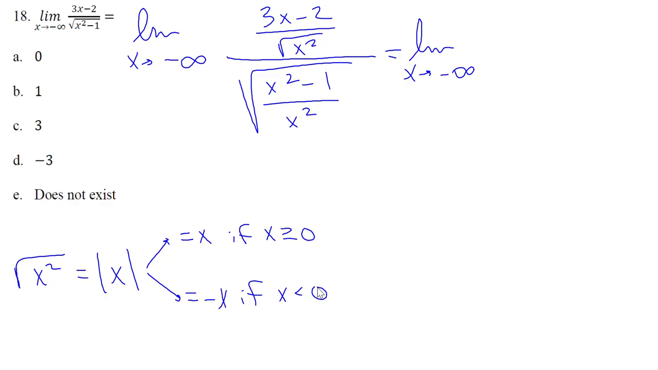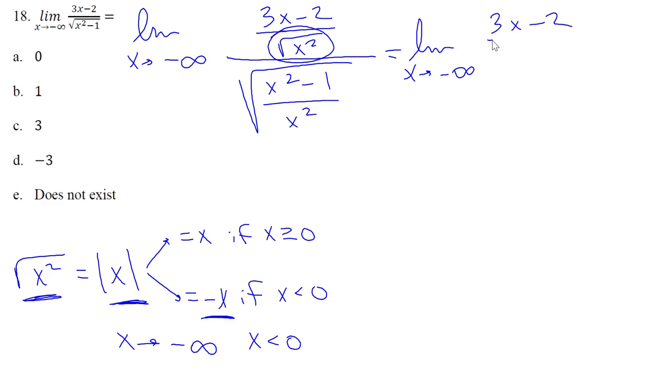Well, in this problem, x is approaching negative infinity, which means that x is less than 0, which means that the square root of x squared that we have up here is really absolute value of x, and that absolute value of x, since x is approaching negative infinity, is really the opposite of x. So we end up with 3x minus 2 over the opposite of x, over the square root of x squared over x squared, which is 1 minus 1 over x squared.